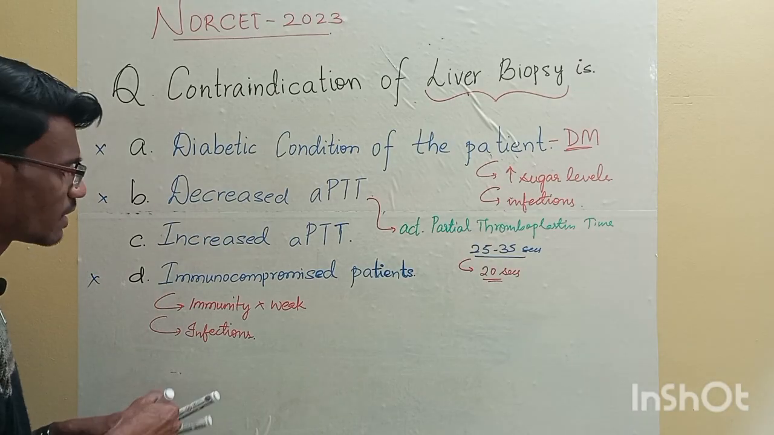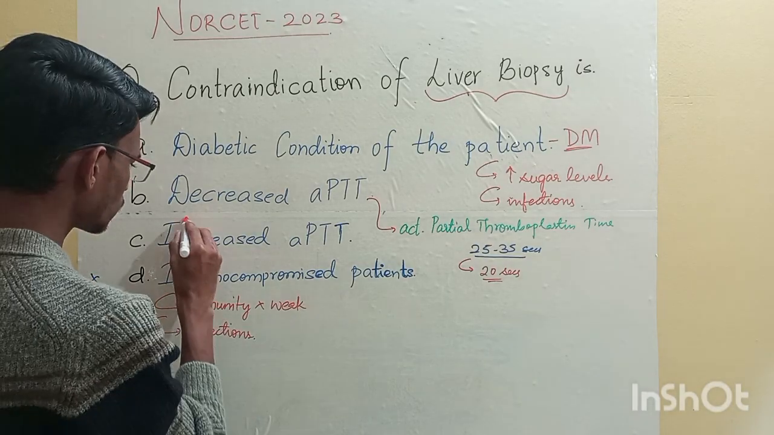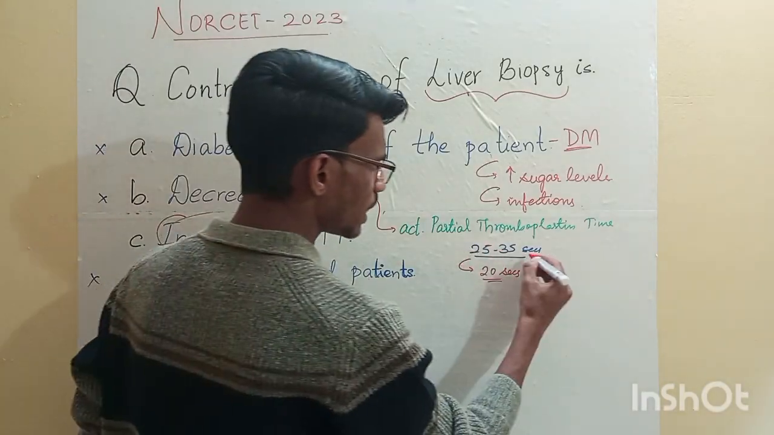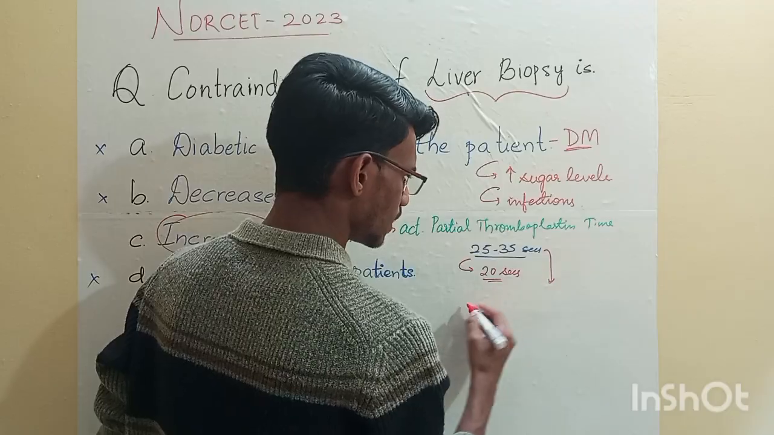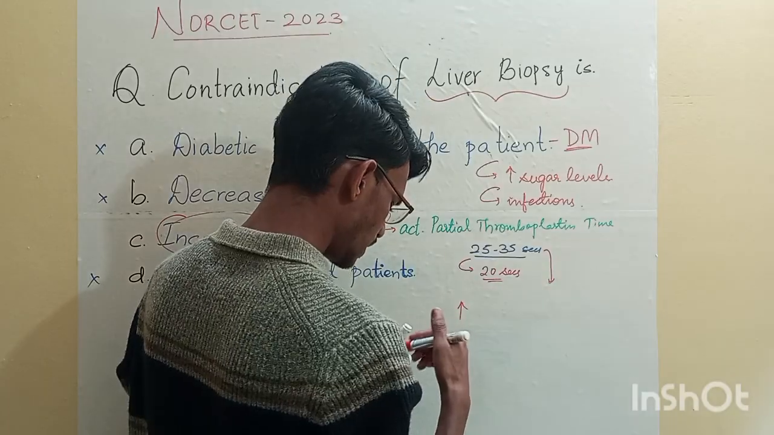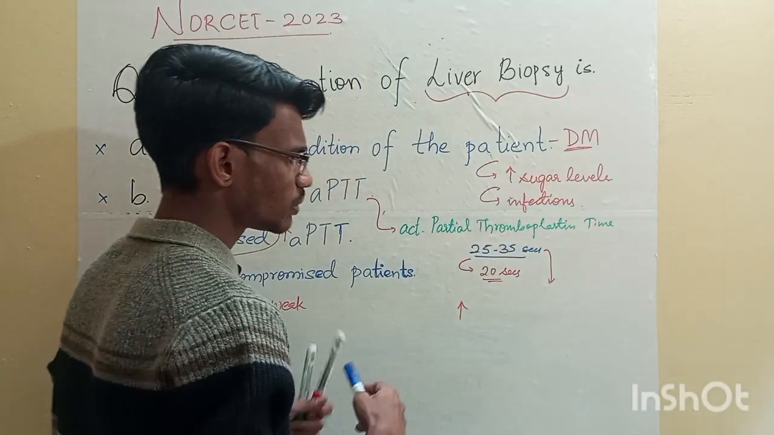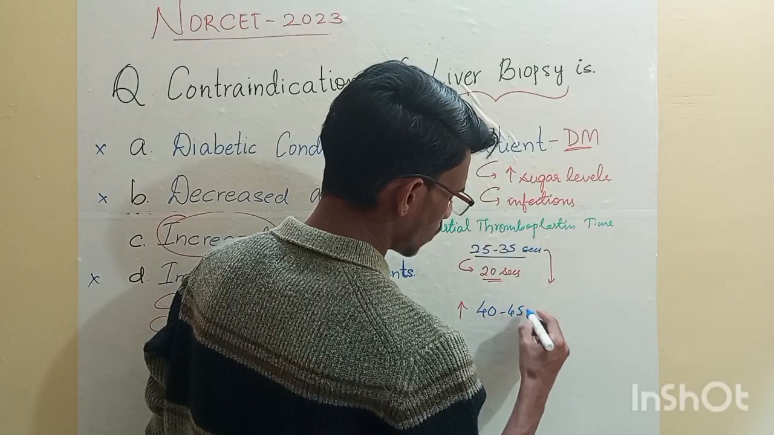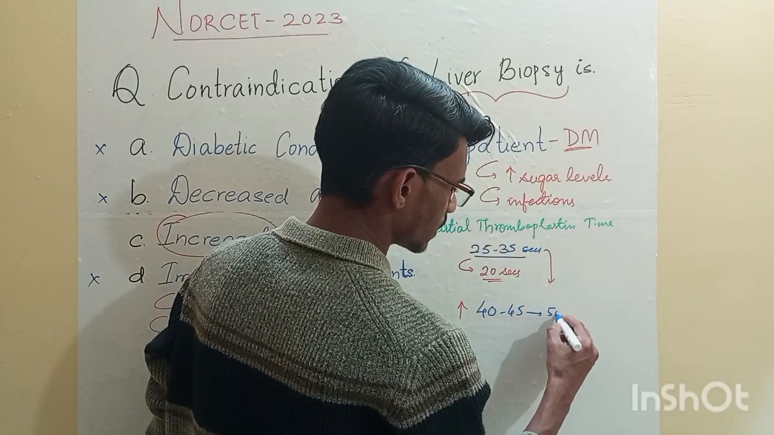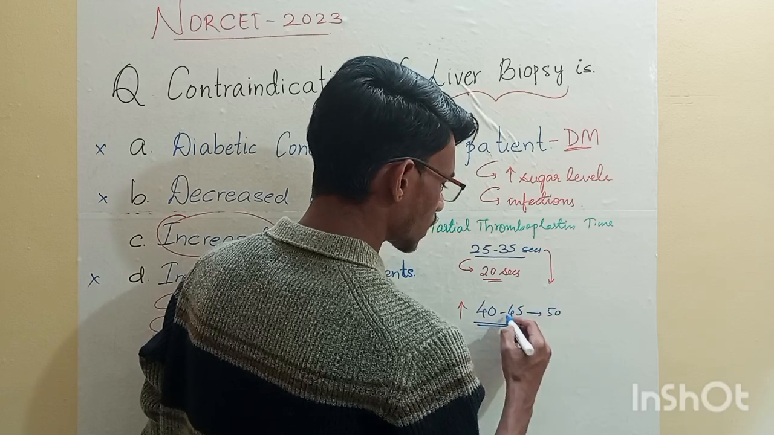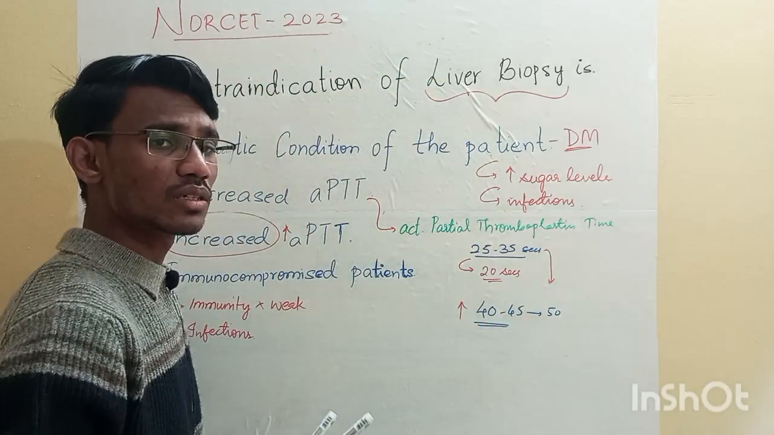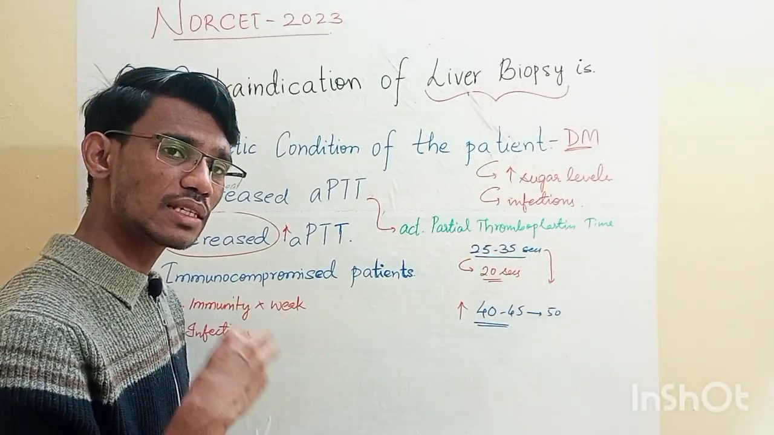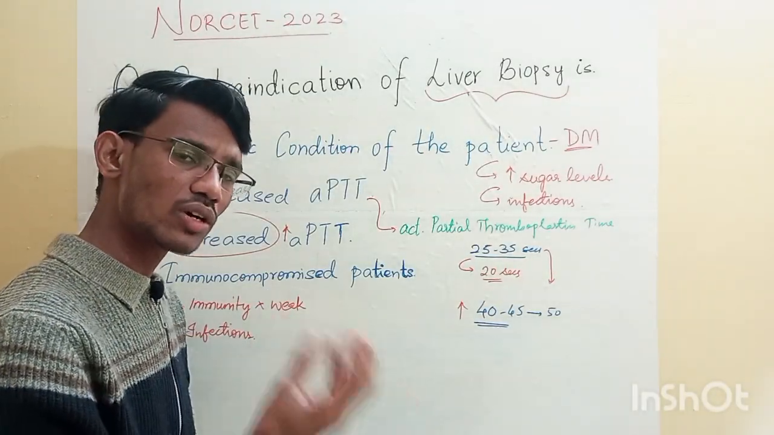The last option we have is increased APTT. So increased. What does it mean? As we have seen, the normal APTT is 25 to 35 seconds. So if it is increased, the duration can be more than this. So assume it is 40 to 45 seconds. Or still more, maybe 50 seconds. So if the clotting time increases, it means after the procedure of liver biopsy, there is increased chances of bleeding for a longer duration of time.